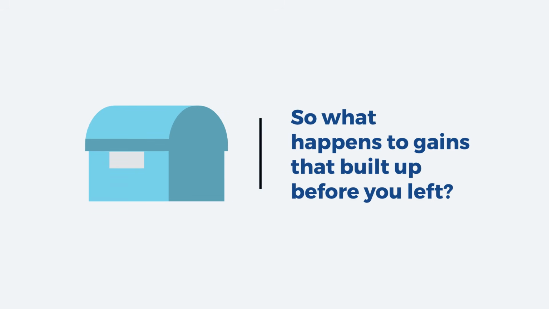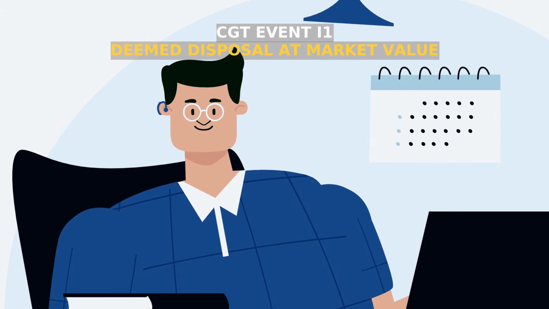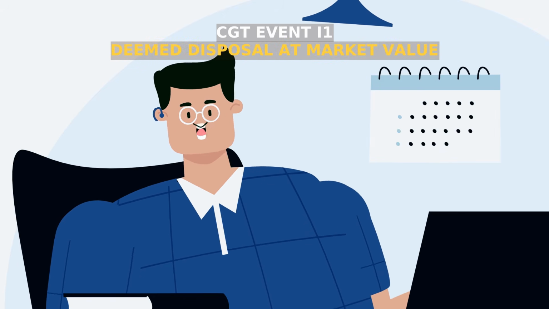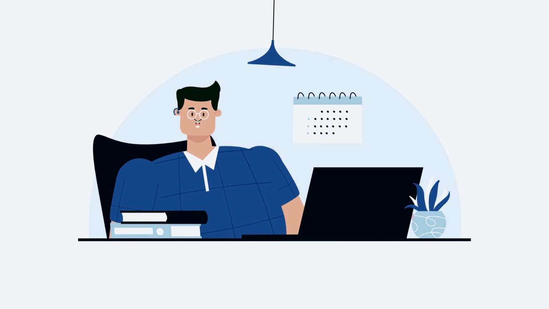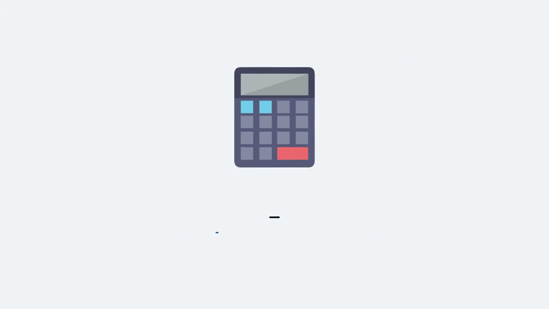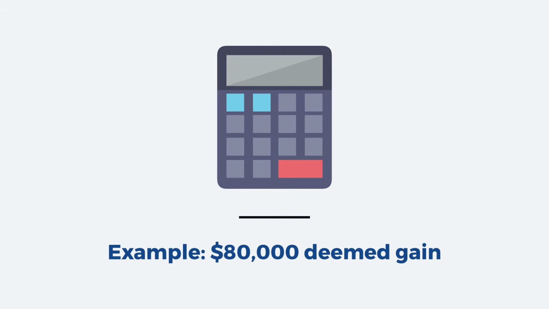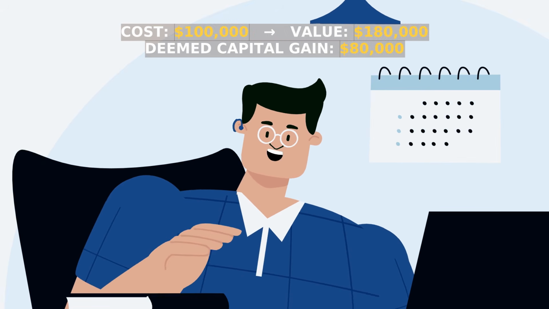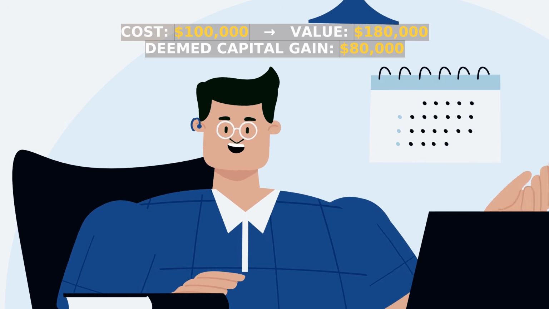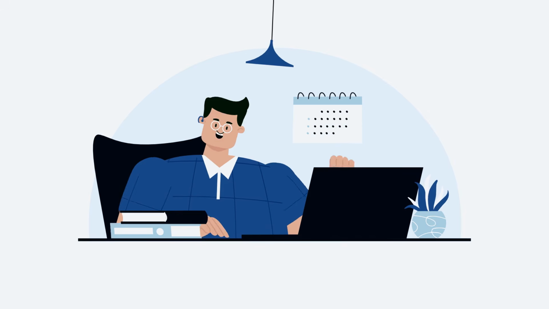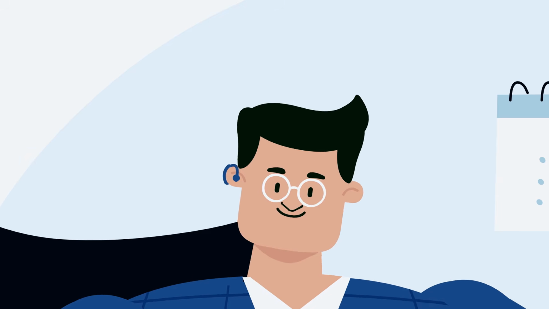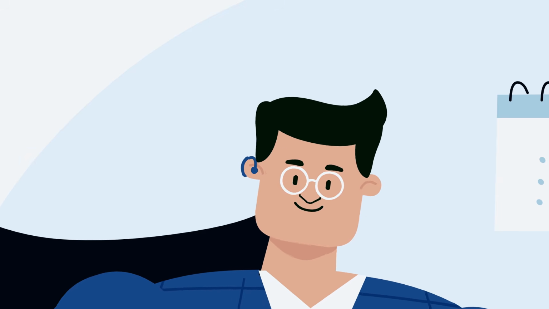So what happens to gains that built up before you left? CGT Event I1 treats non-TAP assets as if sold at market value immediately before you cease Australian residency, a deemed disposal. For example, if you bought shares for $100,000 and they are worth $180,000 when you stop being a resident, Australia treats an $80,000 gain as realised for tax purposes. You still own the shares, but the deemed disposal creates that capital gain under Australian rules.